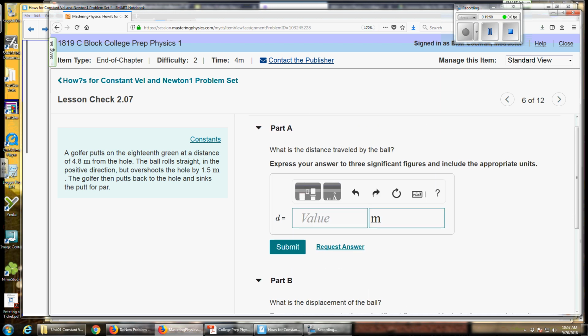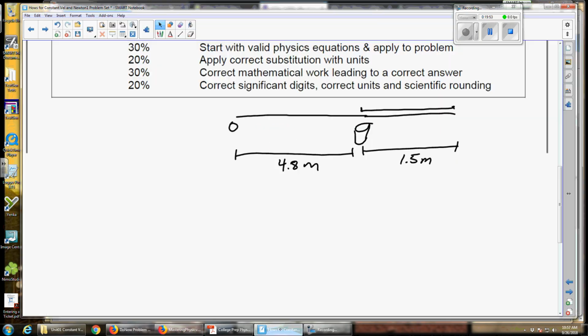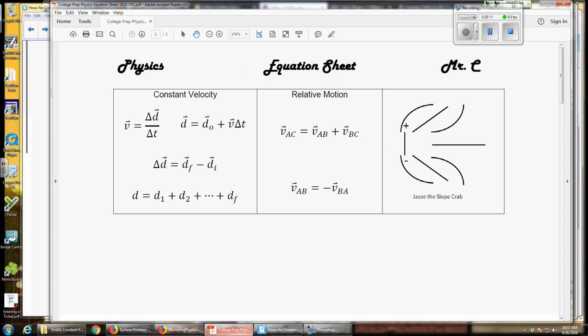And which way do we want to call positive? I'm going to suggest to the right, because I think probably the person who wrote the problem was thinking towards the hole on the initial putt would be positive. So, all right, let's grab our equations for distance and displacement, which are the two down here.